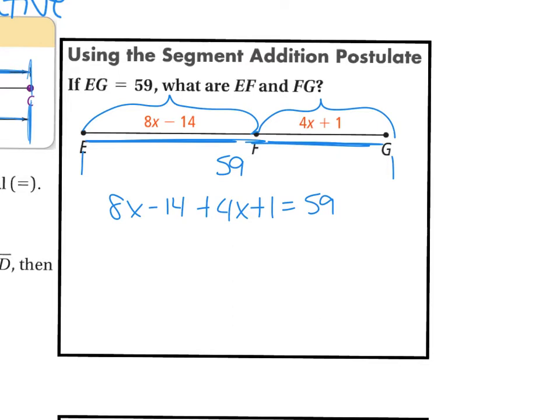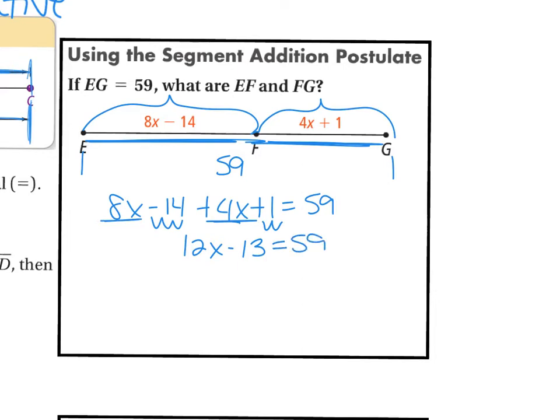All right, and now we are just doing some basic equations, algebra stuff. I'm going to combine my like terms, my x's. That would give me 12x. Then I have negative 14 plus positive 1, which would give me negative 13.